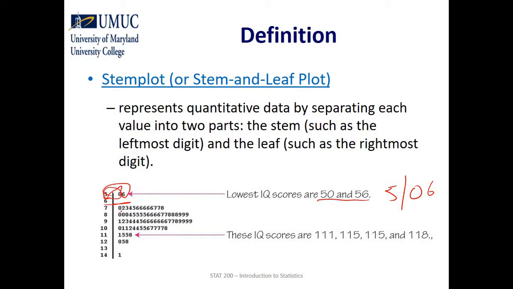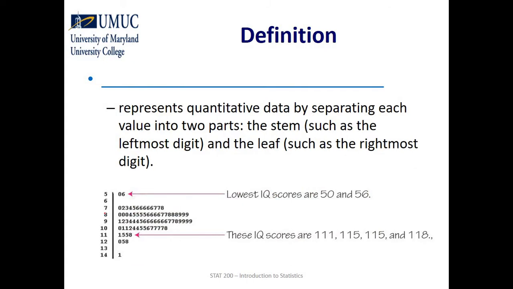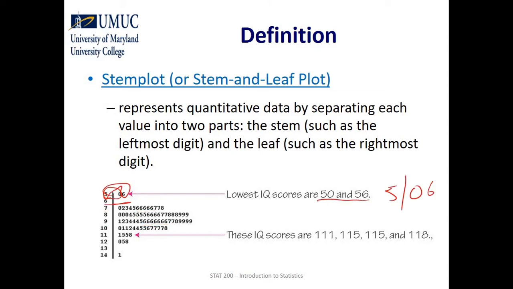7 here, we have 70, 72, 73, 74, 75. Remember, last time we said, hey, we've got 5 dots at 76. Well, here we have 7, and then 1, 2, 3, 4, 5 sixes. So we have 76 5 times. Remember, we had 7 96s, so we've got 9, 1, 2, 3, 4, 5, 6, 7. 7 96s. Okay, so this is our stem plot, our stem and leaf plot.